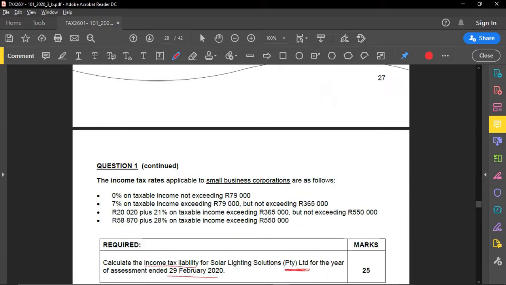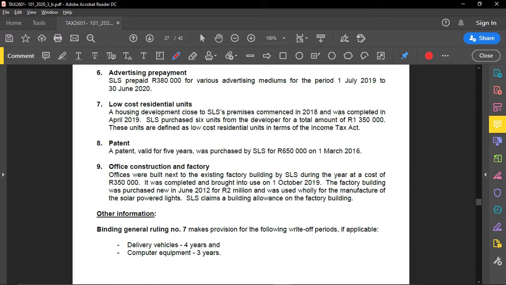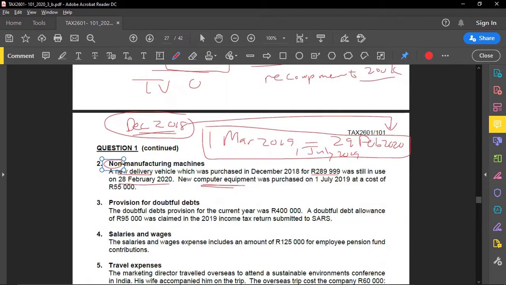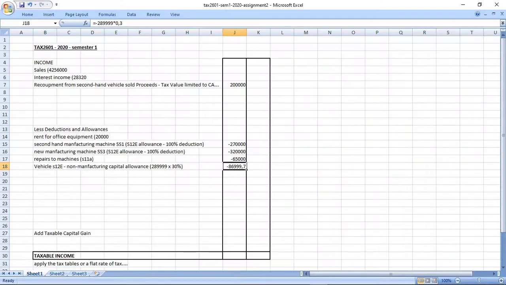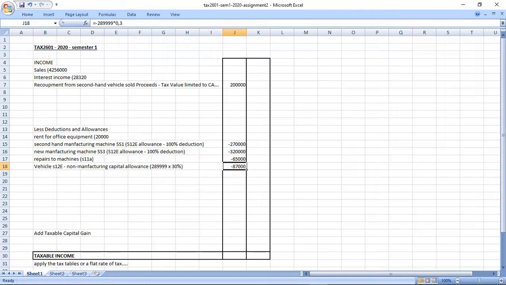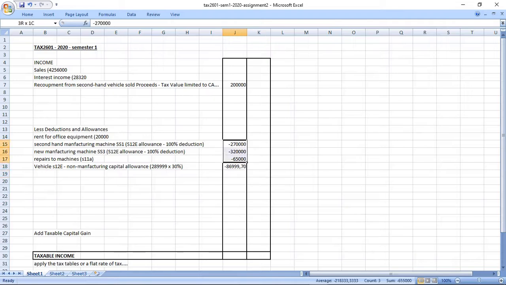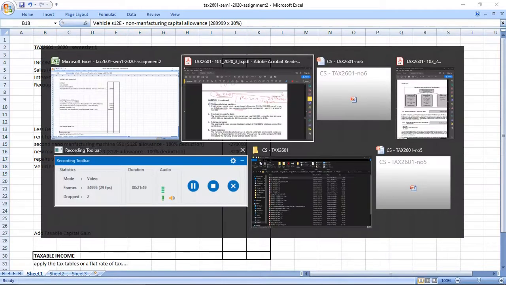Did the question say we had to round off to the nearest rand or anything like that? I didn't see anything like that here. I don't see any instructions saying rounding off to the nearest rand. So I'm going to keep it in terms of cents. I'm not going to round it off at all. Let's show all the decimals, 2 decimal places, to 70 cents. So that's the vehicle.